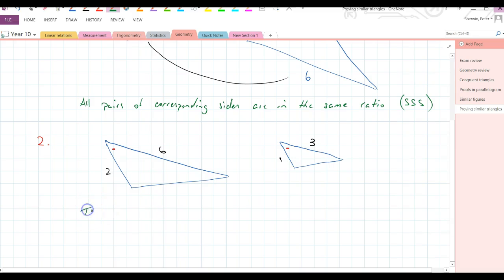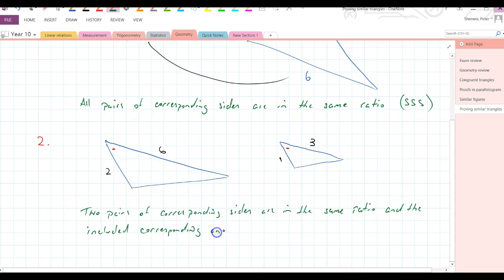So that's 2 pairs of corresponding sides. You do write this in your notes, but when you're doing the proofs, you don't need to write all this stuff out. You just write SAS. 2 pairs of corresponding sides in the same ratio, and the included corresponding angles are equal. So this is an SAS.